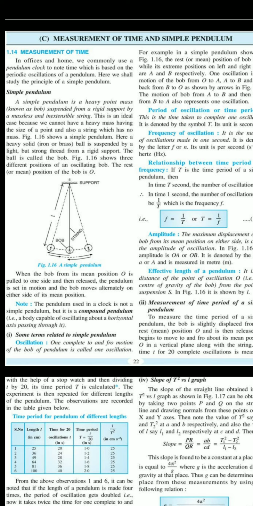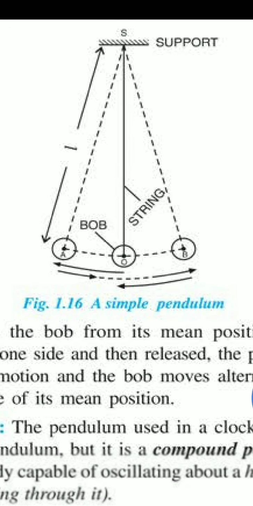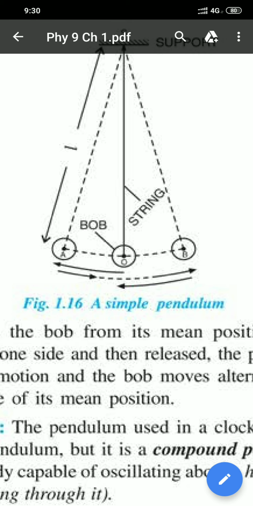There are a few terms that you need to know. First one is oscillation. See figure 1.16. O is the initial position of the bob. When you displace the bob from O to A, can you see the arrows drawn downwards? The bob is first moved from O to A, then it is left over there. Now it is coming from A, and through O it goes to B. From B it comes back to O. Now it is not going to come to rest at this point. It will again keep on moving like this for a long time.